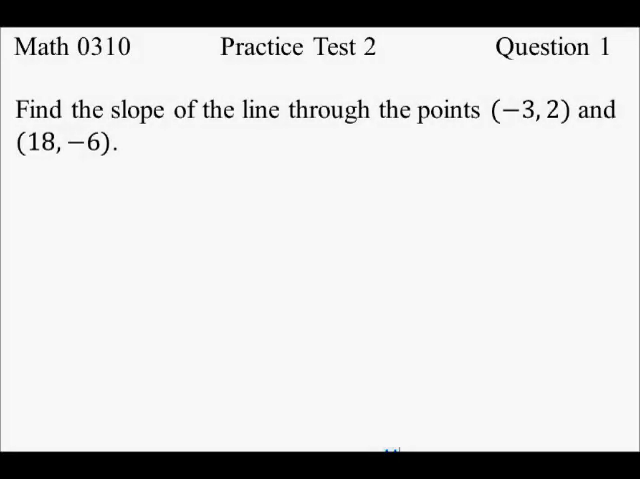Question 1. Find the slope of the line through the points -3, 2 and 18, -6. So we're finding slope. We want to use our equation for slope here. So we have slope, which is m, is going to equal, the equation says y2 minus y1 over x2 minus x1. Alright, so here this is the first point they give us.